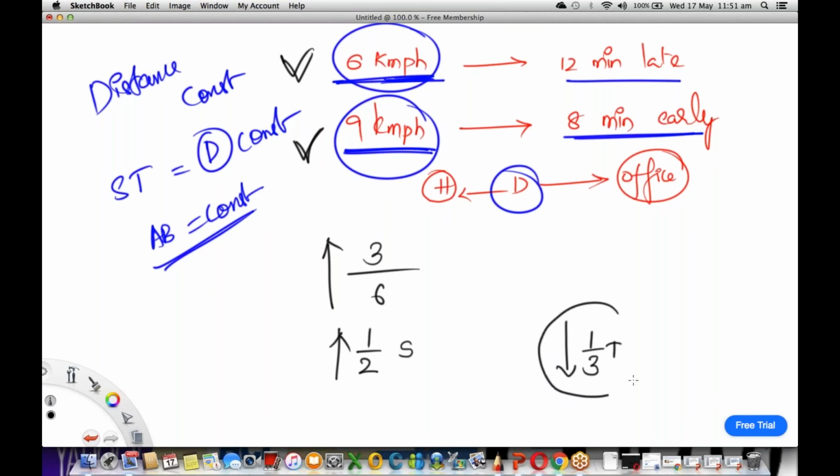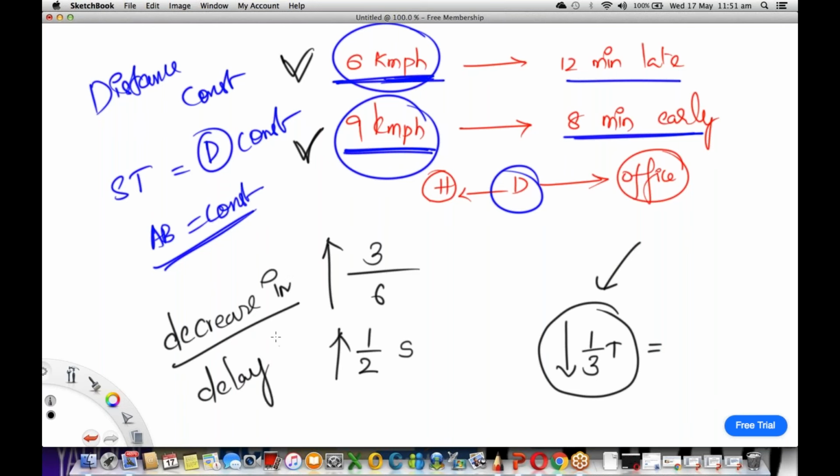This is obvious. Even if it is mentioned in the data or not, I never mind, I will definitely go for that. So 1 by 3 decrease in the time. So I am telling 1 by 3 decrease in time. So what do you mean by decrease in time? Decrease in time is nothing but delay in time. So just try to calculate the delay in time.